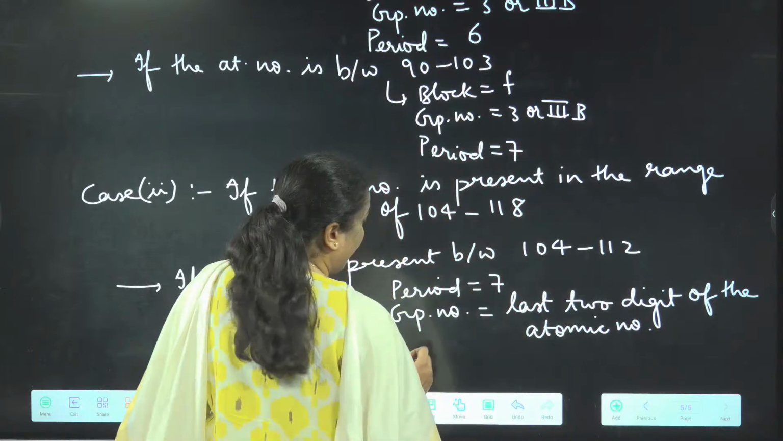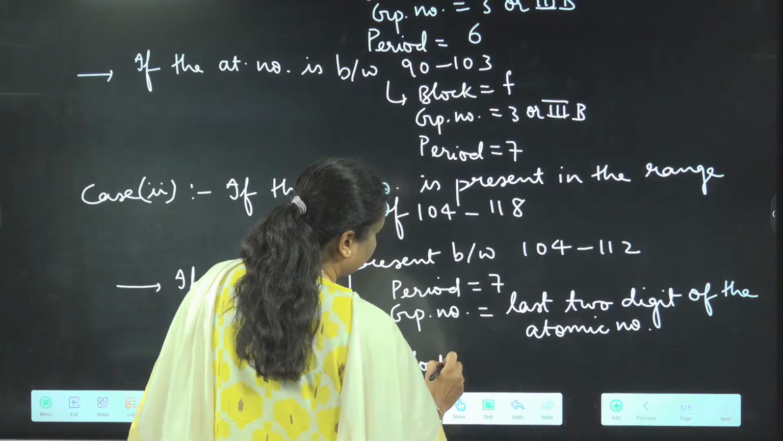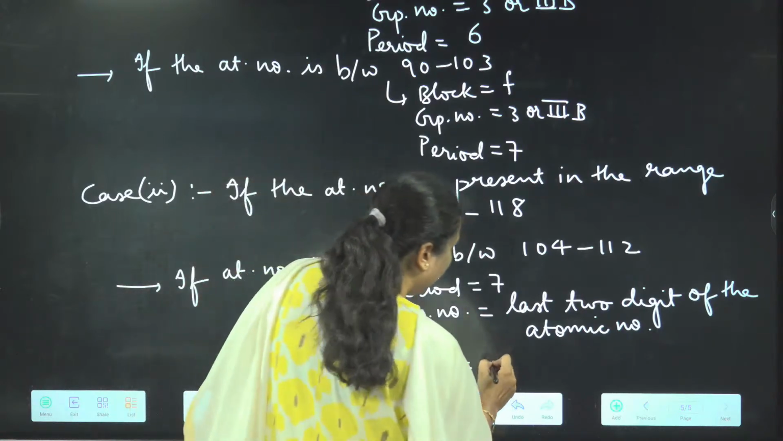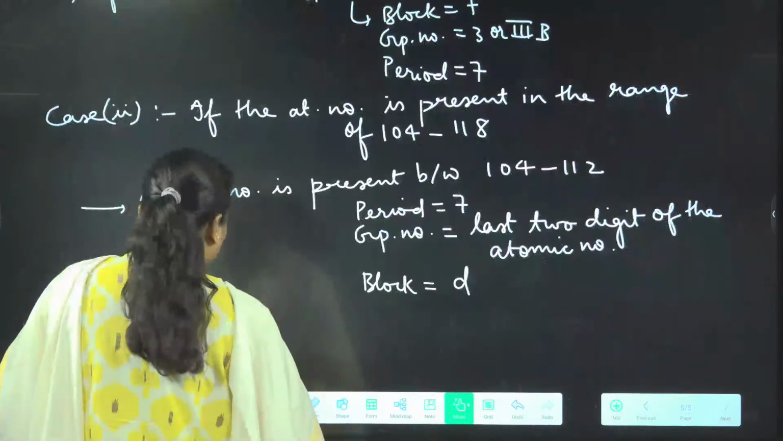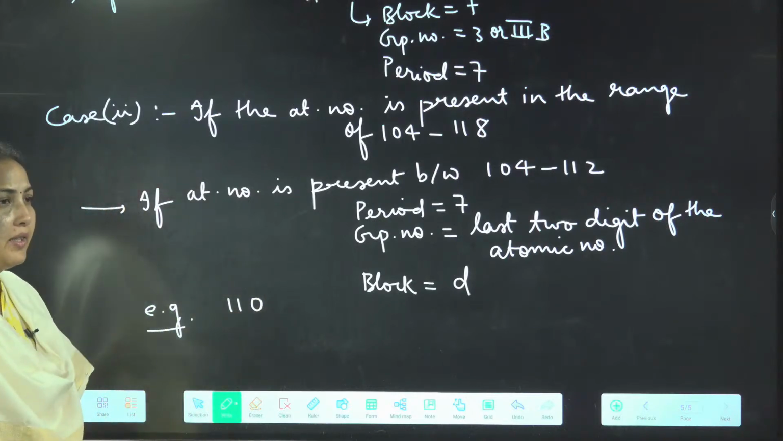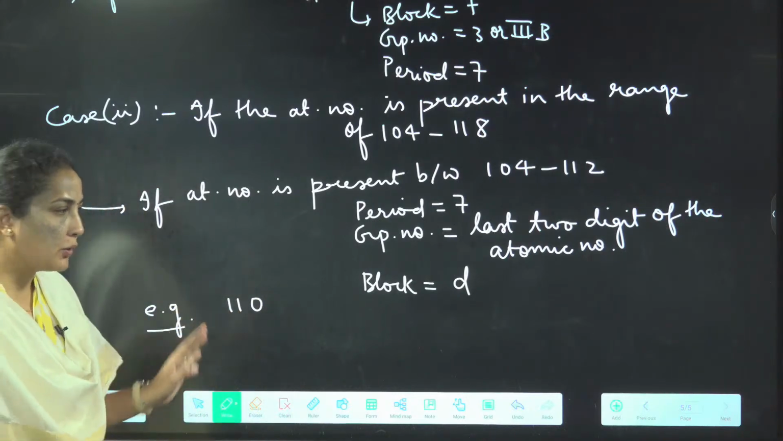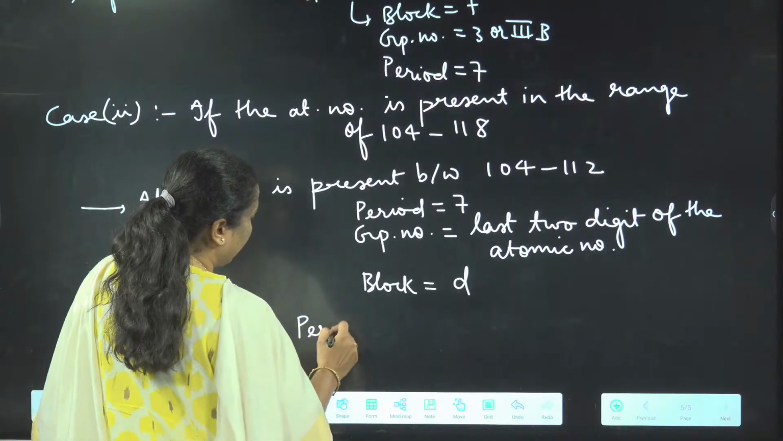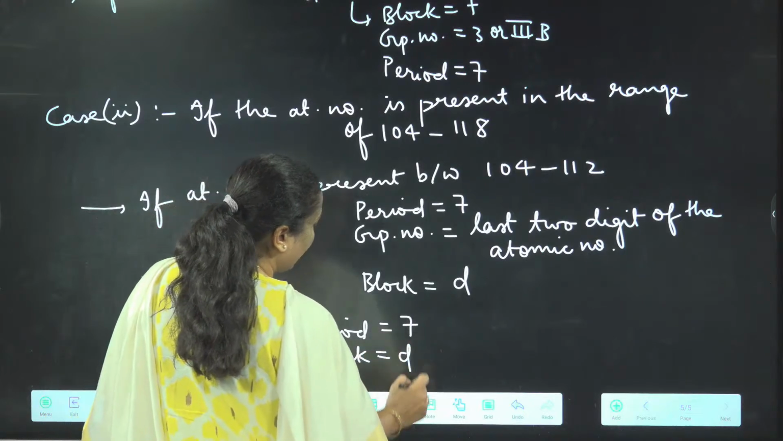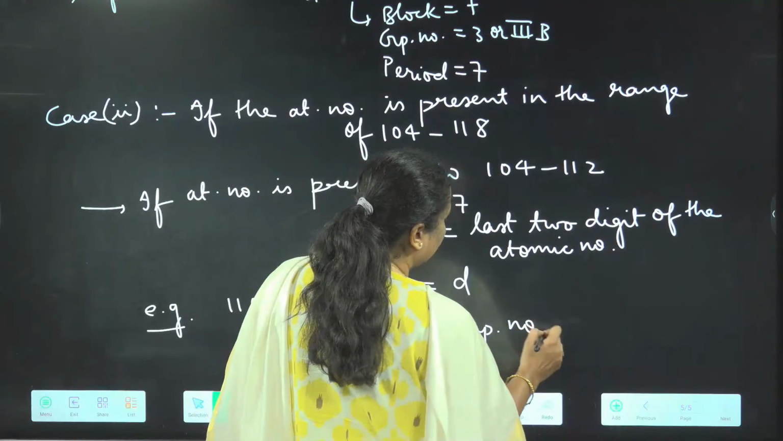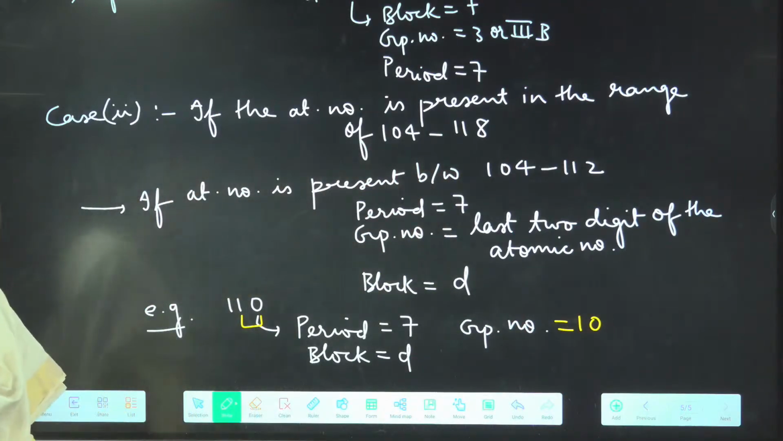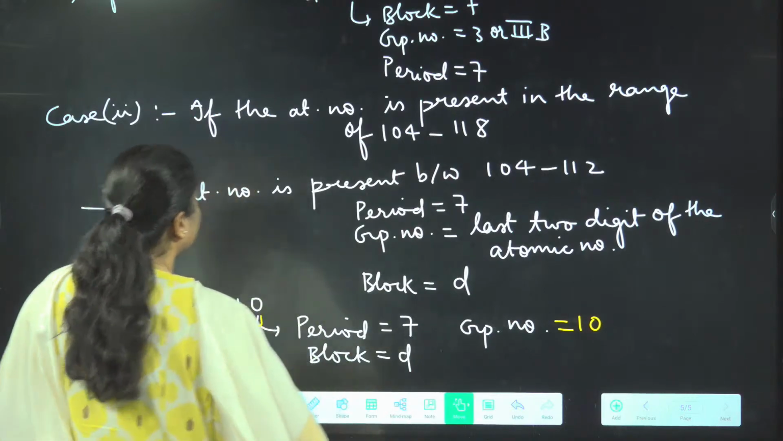Okay. And what about the block? So 104 to 112, basically it is D block element. Okay. So this is going to be a D block element. Now suppose for example, if I give you this example, 110, right? There is certain element whose atomic number is 110. Now the thing is, period for this is fixed, which is 7. Now block for this, it is fixed, it is D block. And the group number, if somebody asks you, it is going to be 10, which is the last two digit of it. Simple. Okay.